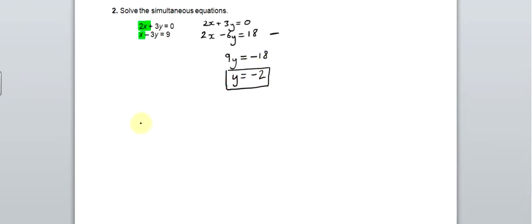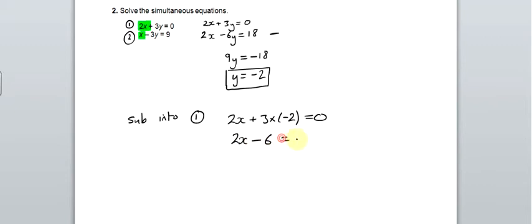And now I'm going to substitute back. I'm going to call these 1 and 2, and I'm going to substitute into 1. So I've got 2x plus 3 times y, and y is minus 2, equals 0. So that's 2x, 3 minus 2s are minus 6. So add the 6 across, so I've got 2x equals 6. Why? Because 6 minus 6 is 0. So x must equal 3. And that's my second solution.